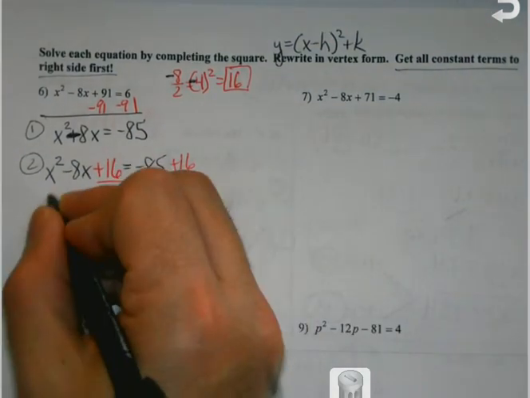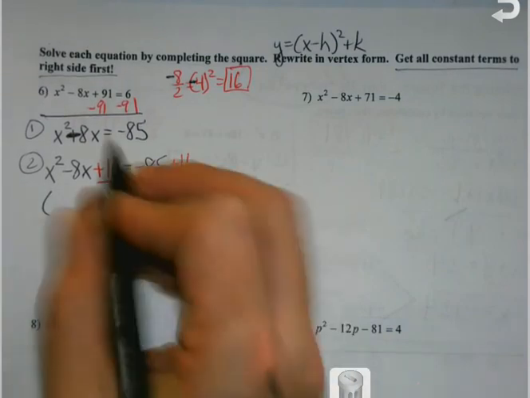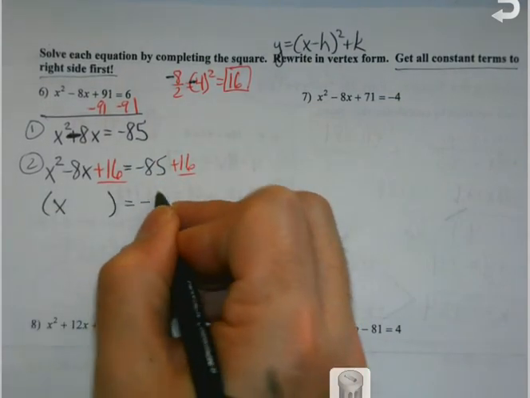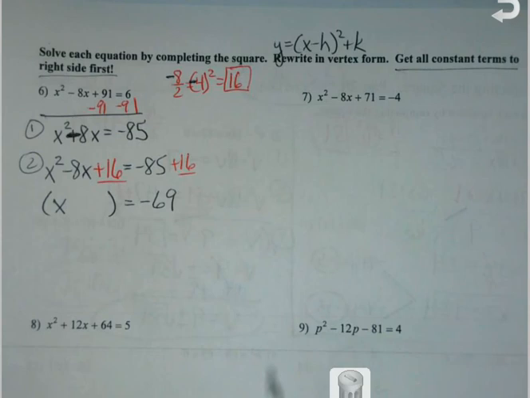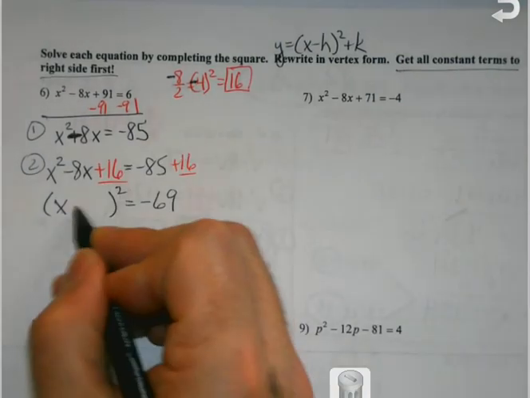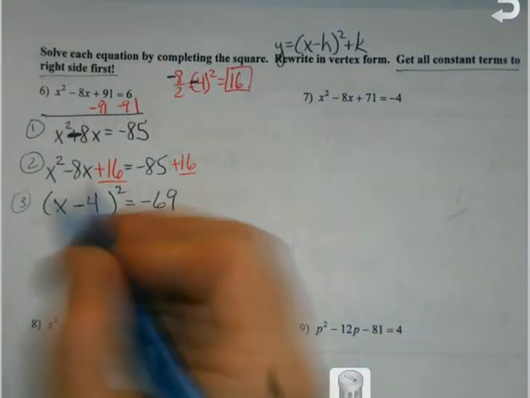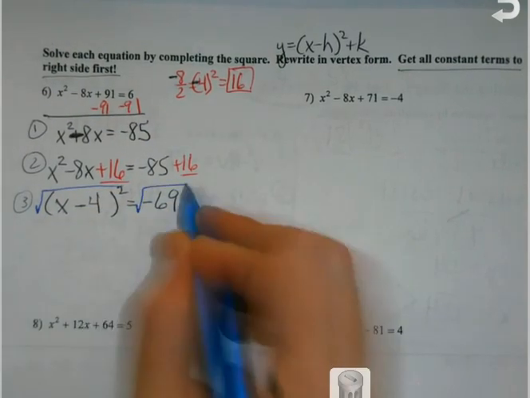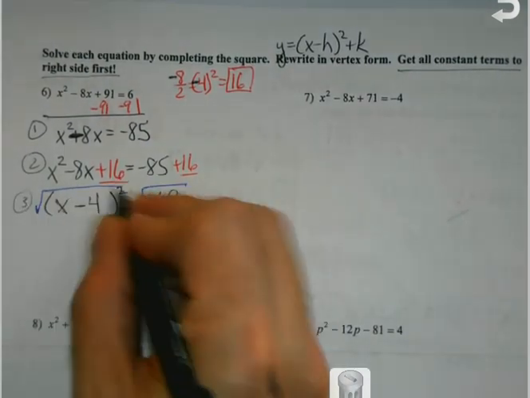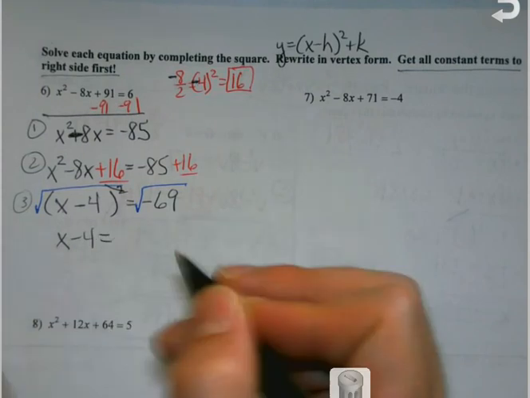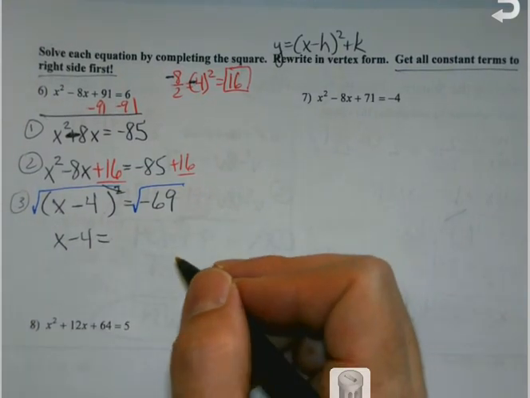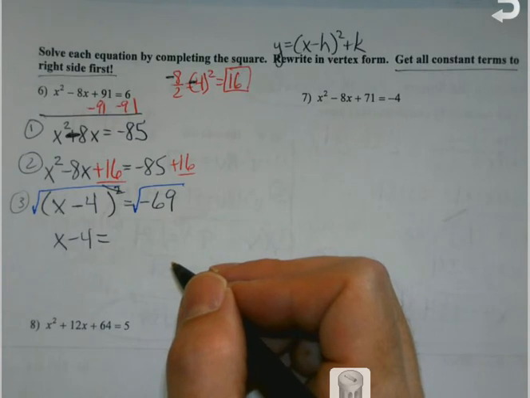So let's see here. Negative. What's going to go with my x in the parentheses on the left side? Negative 4. Because again, I just steal that from my b divided by 2 part. And then square root it. Now here's something different. I have a negative underneath my radical. That's no good. How do I take care of that?